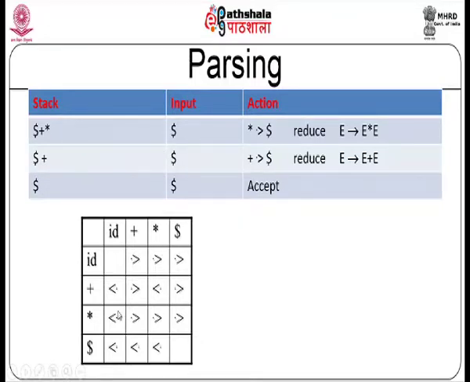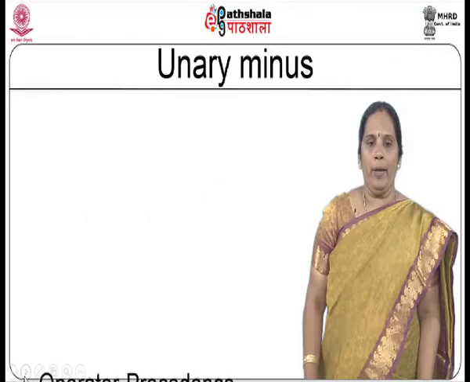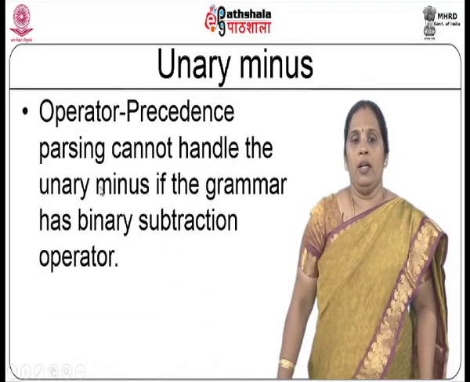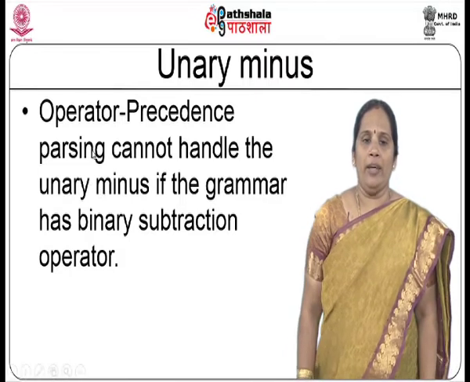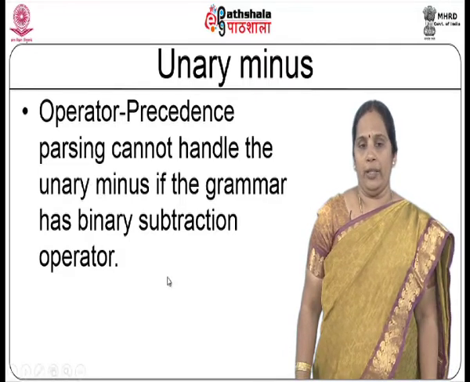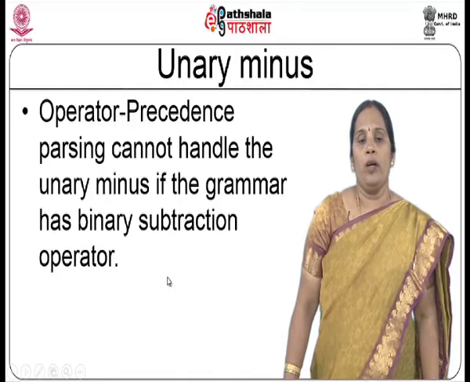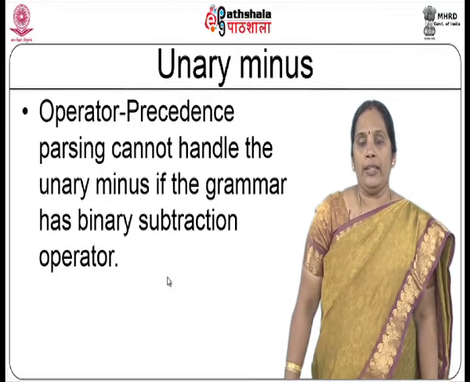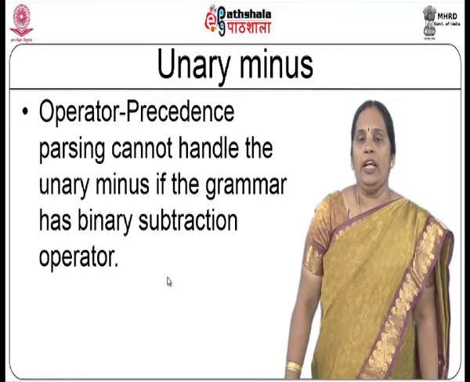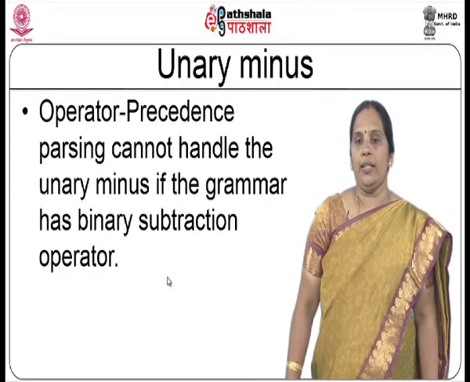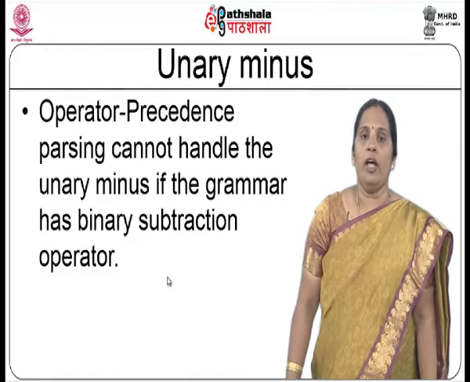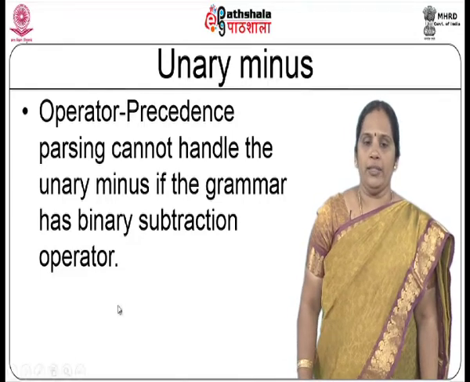Any incorrect combination, if it is not available in the parsing table, is considered an error input. So, now what is the drawback of the operator precedence parser? The operator precedence parsing algorithm cannot handle the unary minus if the grammar has a binary subtraction operator. Supposing I have A minus B, that is E produces E minus E, and I also have E produces minus E, that is not possible to handle in the case of operator precedence parser. So, that is a drawback.